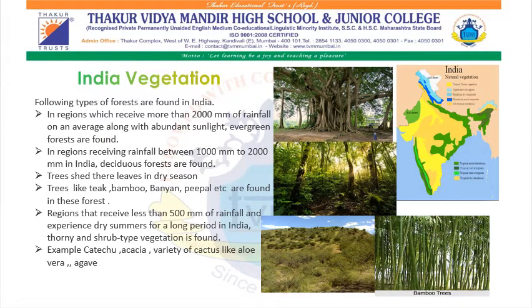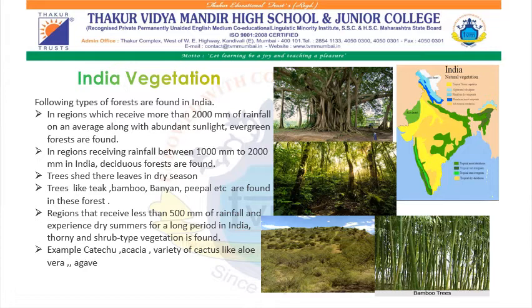Here we are going to study about the Indian vegetation. India is a country which is located between 8 degrees to 37 degrees in the north. Therefore, some part of India comes under the tropical zone. Therefore, it receives a huge amount of sunlight. This country also receives a huge amount of rainfall. Therefore, the regions which receive more than 2000 millimeters of rainfall and have abundant sunlight, evergreen type of forest is found over here.